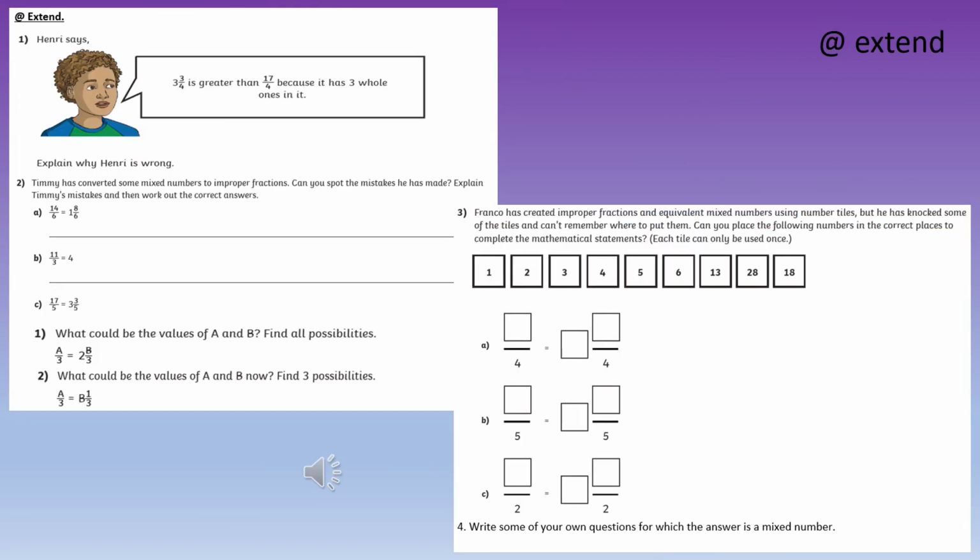If you're working at Extend, you need to really read the question carefully. Now you might find that you have a mix of mixed numbers and improper fractions, and you will find it easier if you convert them all into the same thing when you're answering the question, and then you'll find it a lot easier. We'll put the answers up on Padlet later on today.